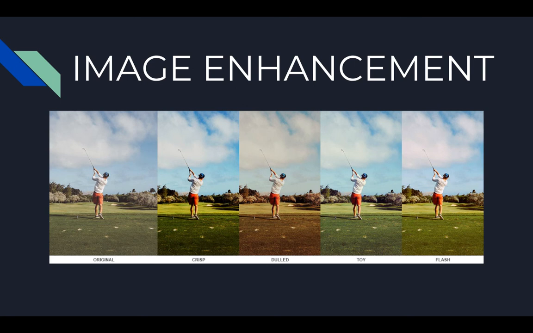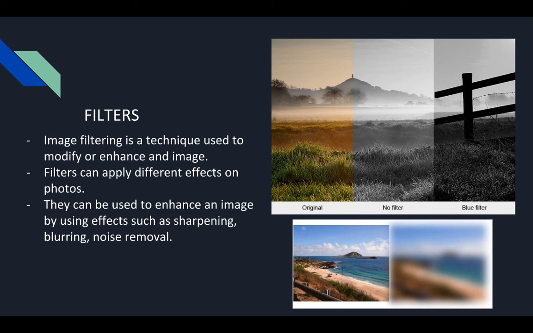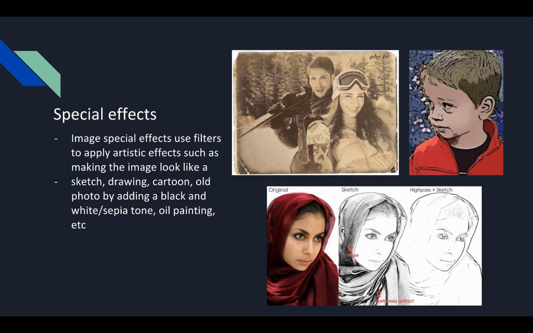So image enhancement techniques. This can involve filters, which is a technique to enhance or modify an image. Filters can include blurring, sharpening, noise removal, just to make the image look better, or you can even use filters to change the colors in an image, to add color or remove color. So special effects use filters to apply artistic effects to an image. Some examples are making an old photo by using a sepia or black and white tone, or making an image look like a painting or drawing.